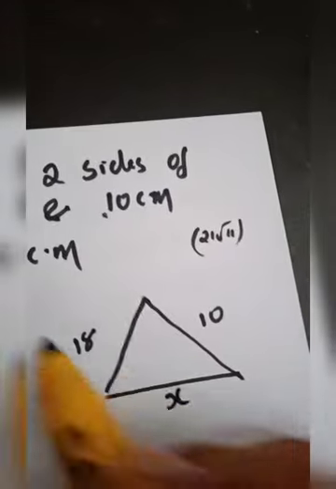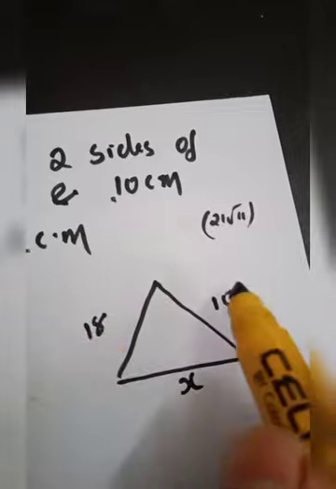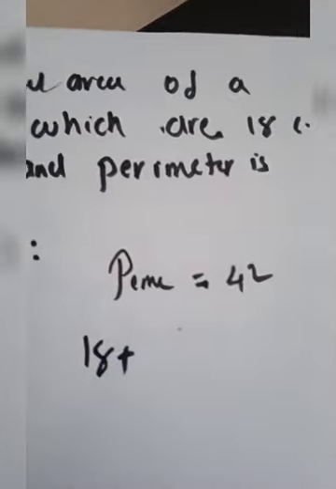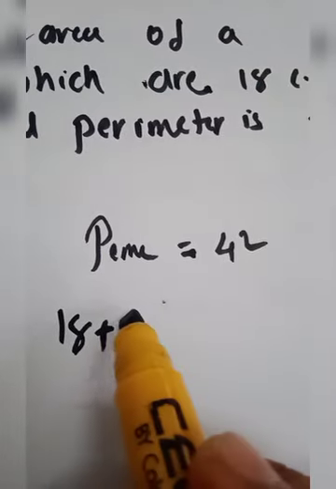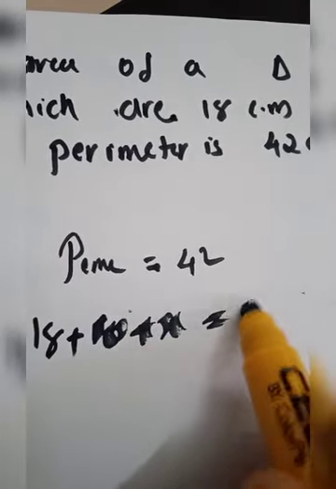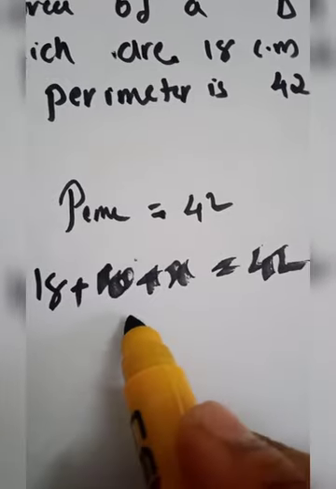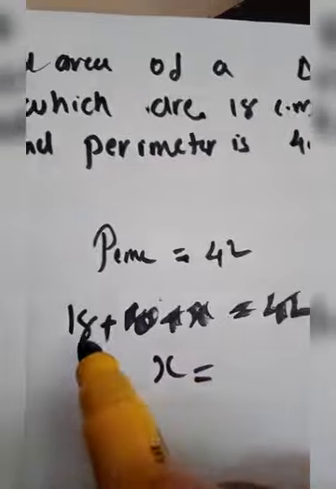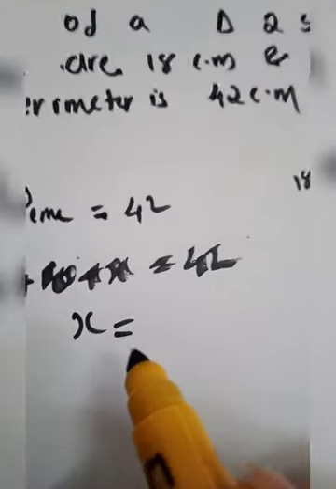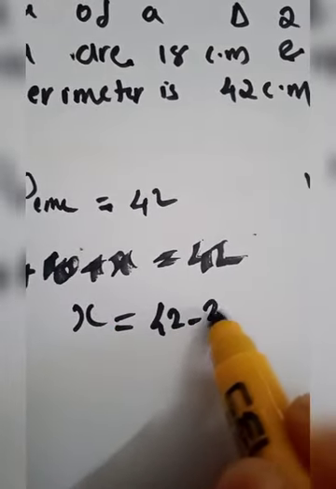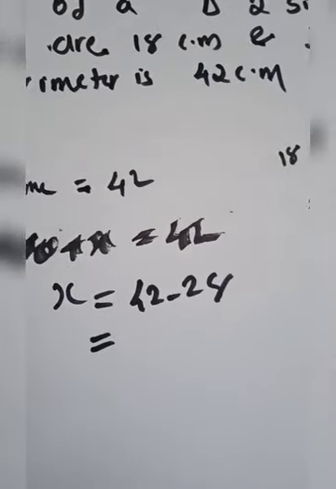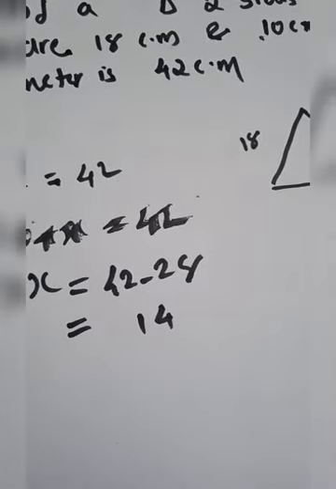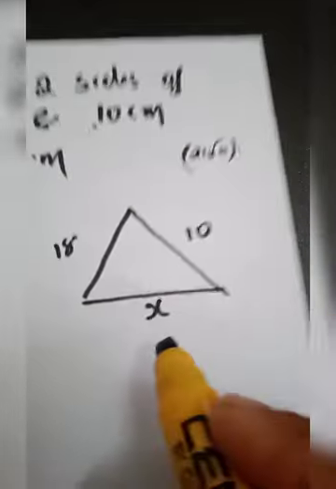How can we calculate the perimeter? Take the sum of all three sides and we get the perimeter. So 18 plus 10 plus x will give the perimeter, that is 42 centimeter. Then what will be x? 18 plus 10 is 28. Take this 28 to the right side, then we will get the value of x. So 42 minus 28, what is that? We get the value of x as 14. So we got the remaining side as 14.